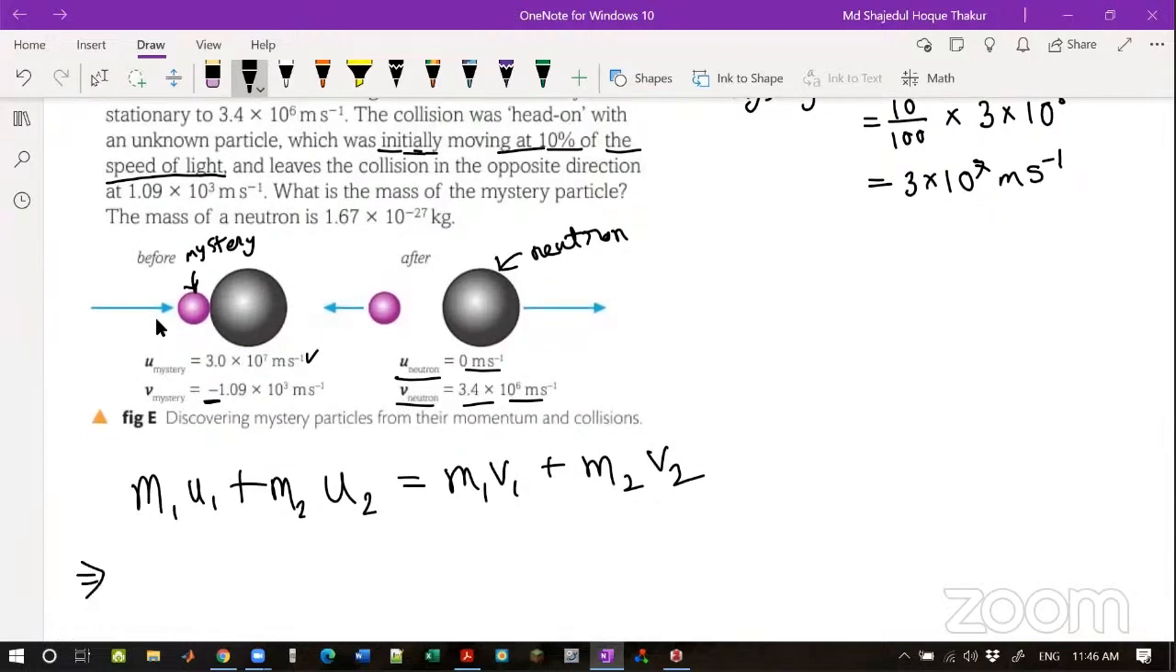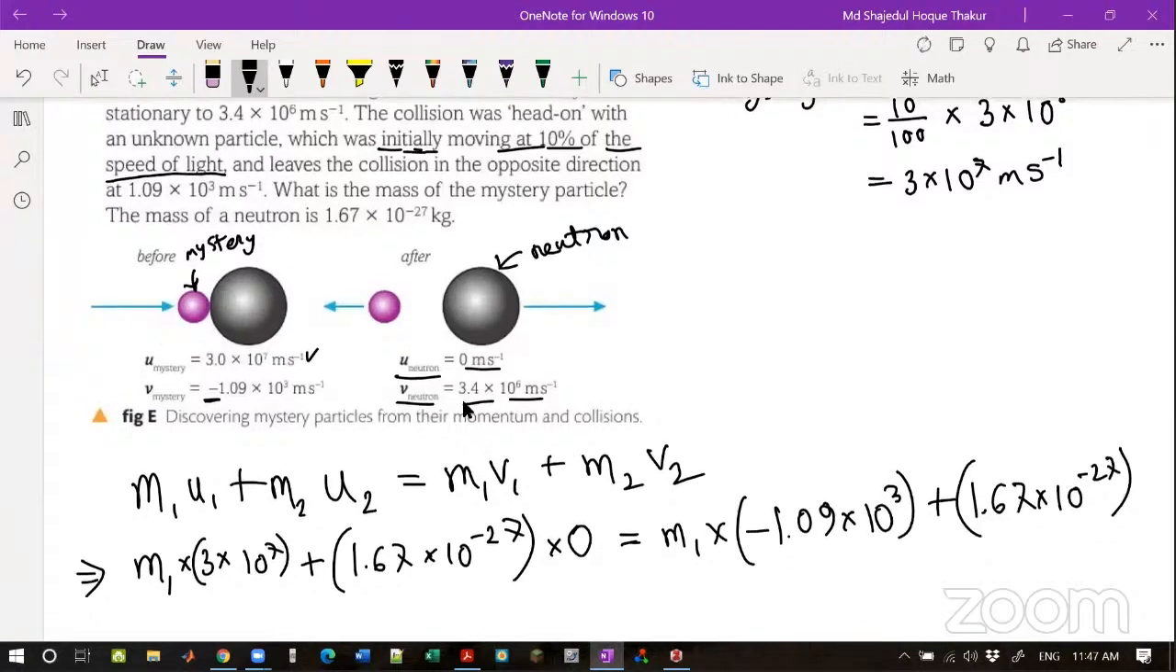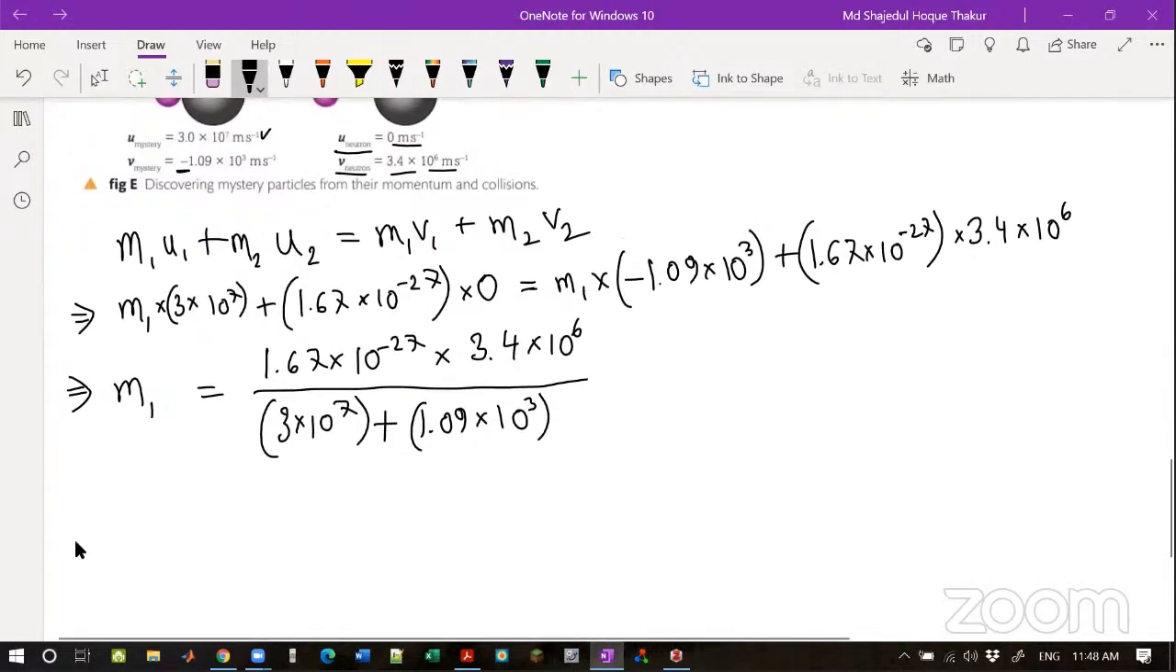So I call the mystery particle m1. The initial velocity of the mystery particle I know is 3 into 10^7, plus m2, I call the neutron. The mass of the neutron I know, it's given in the question as 1.67 × 10^-27 kg, and the initial velocity of the neutron is 0, which even if not written here, this term will be 0 ultimately. The mass of the mystery particle again I don't know, the final velocity of the mystery particle I know is minus 1.09 × 10^3, the neutron's final velocity is 3.4 × 10^6. So from here we can find the mass m1. I am assuming you guys are good with algebra, so I am skipping one statement, and that should be the mass of the mystery particle.